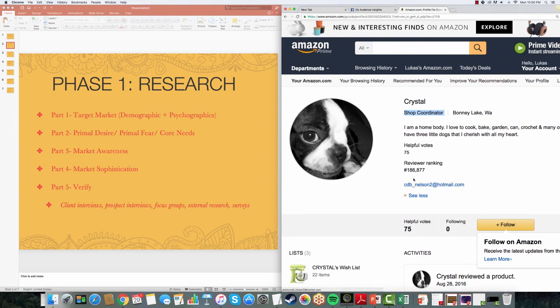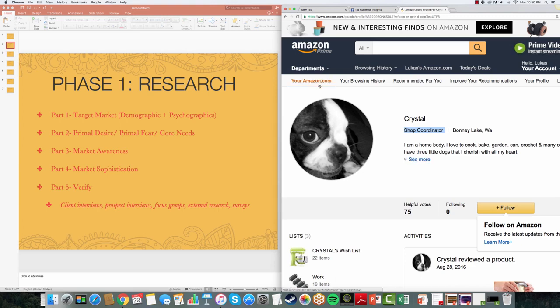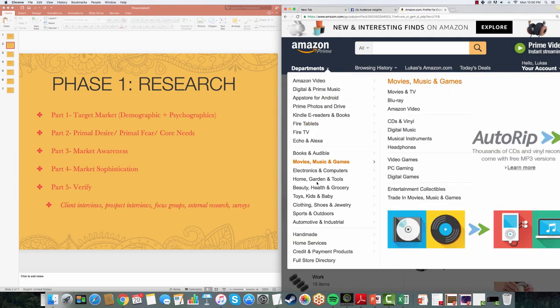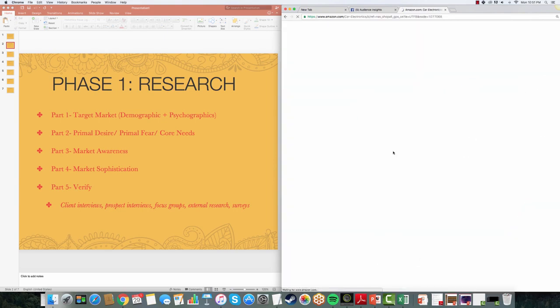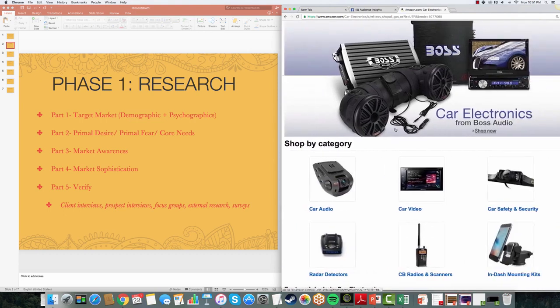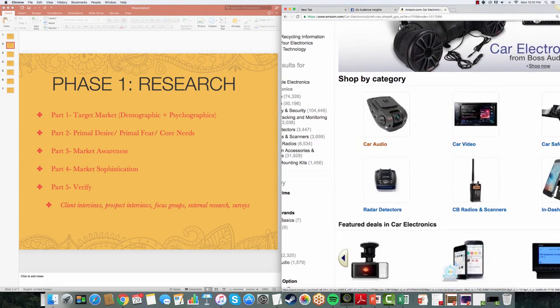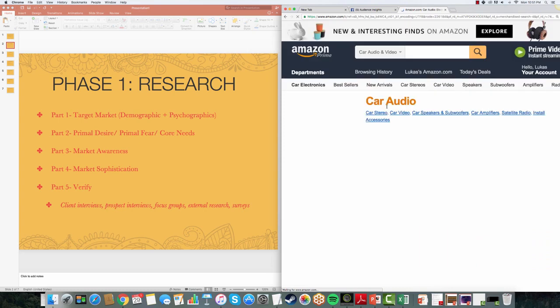That is something I just learned myself. But what we're looking at here is a wealth of buyer information about your product, and it applies everywhere. You want to go to car electronics? You want to figure out stuff? Talk about a niche where people buy a lot of stuff, right? Let's look at car audio.